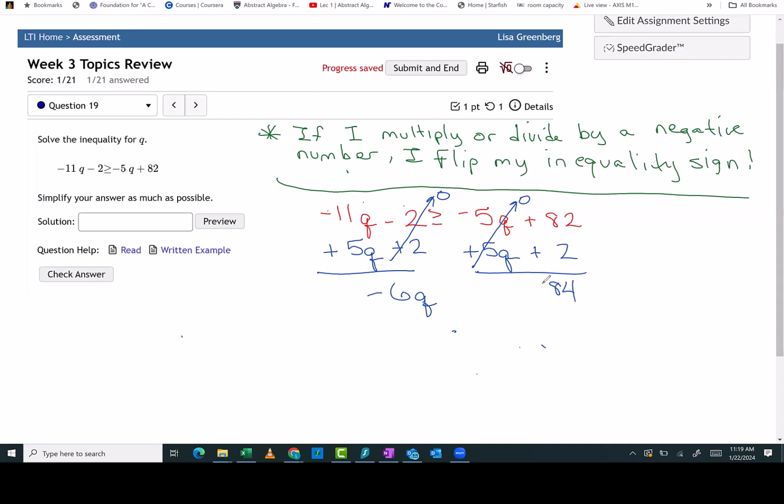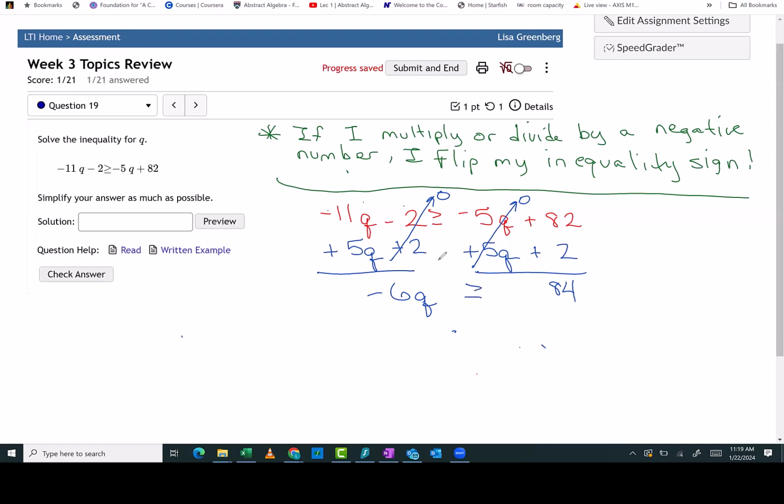And now I just have to decide my inequality sign. Did I multiply or divide by a negative number? I didn't. I added positive numbers to each side. I didn't multiply or divide anything. And with inequalities, be careful, because I can add the same thing to both sides, but I don't want to add and divide at the same time. So just be careful of that, which means my sign stays exactly the same way.